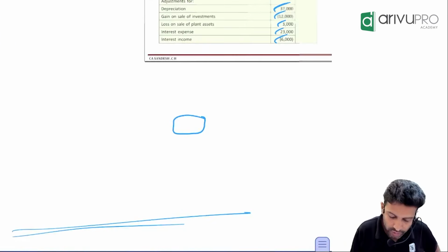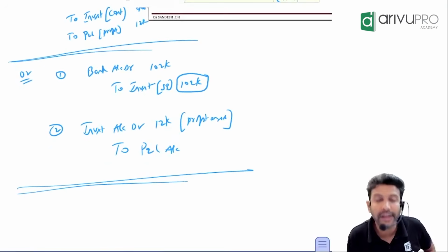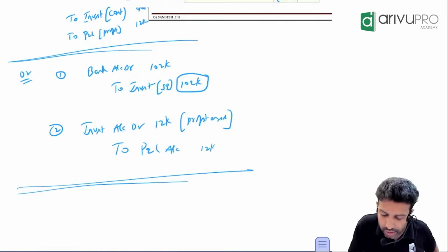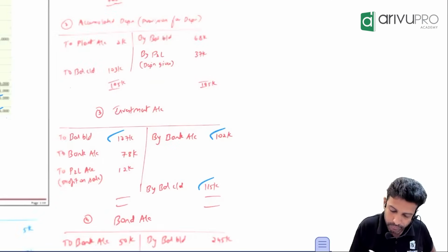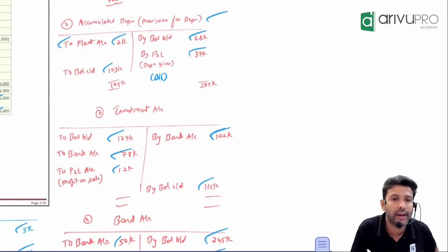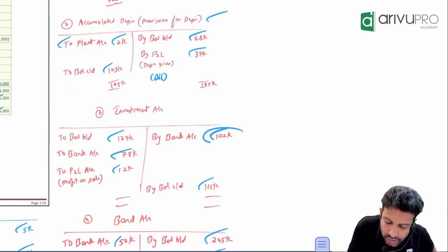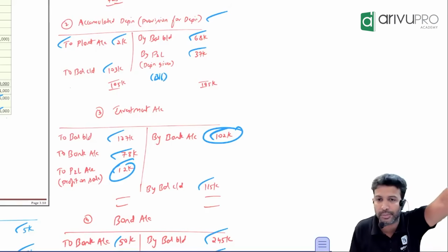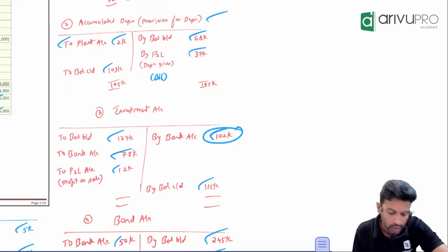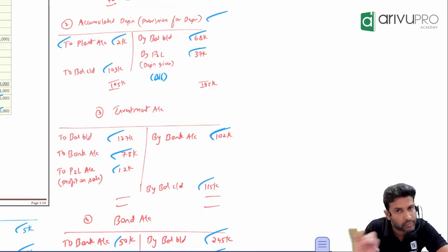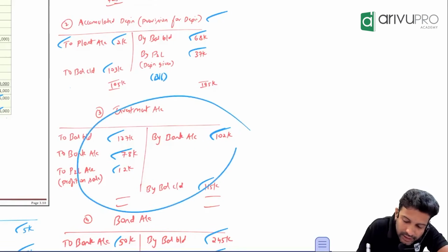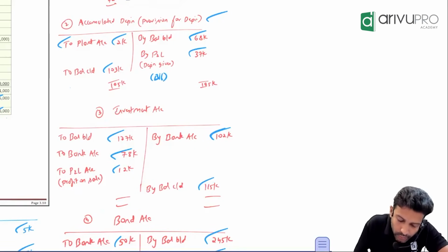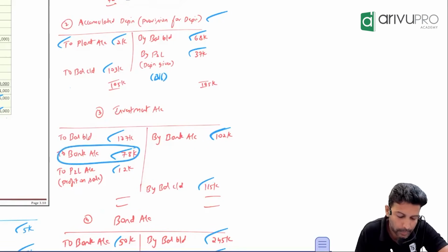One more entry. What is that one more entry? Investment to P&L. How much? 12,000. Where it will come? In investment ledger to P&L, 12,000. That way, this 102 and 12, if you net off, you will get the cost price of the investment. Now, this ledger we have closed. Any impact in cash flow statement? Check. To bank. To bank means what?